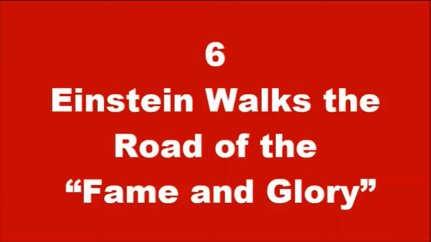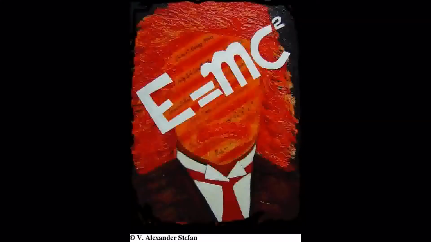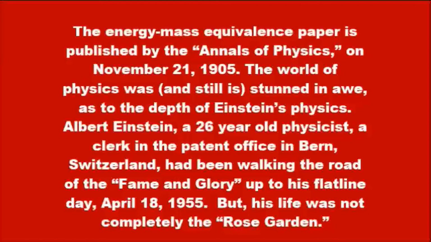Einstein walks the road of fame and glory. The Energy-Mass-Equivalence Paper is published by the Annals of Physics on November 21, 1905. The world of physics was, and it still is, stunned in awe as to the depth of the Einstein physics. Albert Einstein, a 26-year-old physicist, a clerk in the patent office in Bern, Switzerland, had been walking the road of fame and glory up to his flatline day, April 18, 1955. But his life was not completely a rose garden.